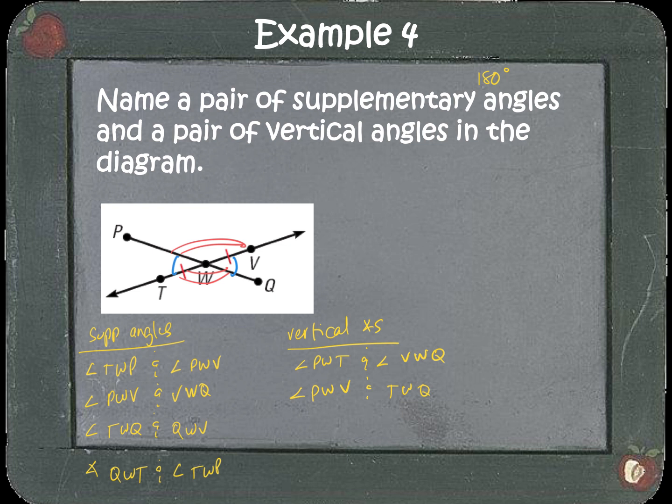Again, I can switch up the order, but notice they all have W as the center letter because W is the vertex of all of these angles. Even though, for example, I called it TWP, it could be PWT. I called it PWV here, it could be VWP. I could swap the first and last letters, but the middle letter is always going to be in the middle.